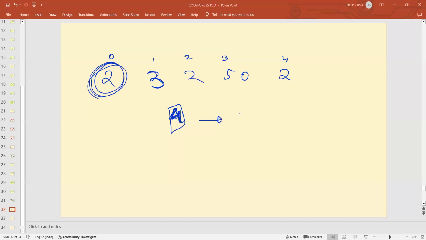Second, 1, 3, 4. 1, 3, and 4. Does anyone have any doubt that we will not choose 1, 2, 3? Anyone have any doubt in this? Because we will always try to keep the minimum element towards the back. Agree?